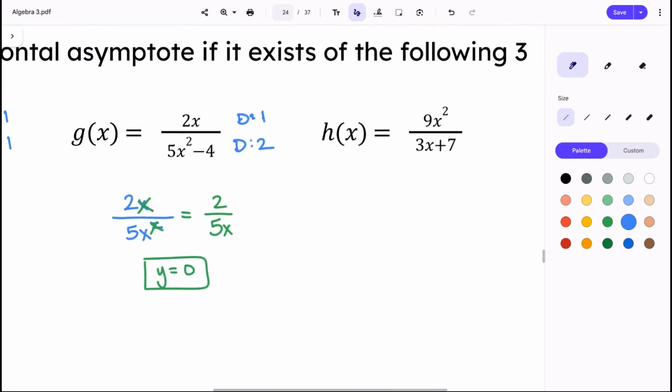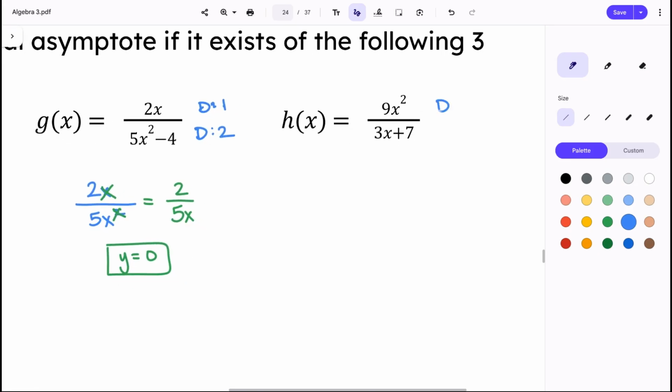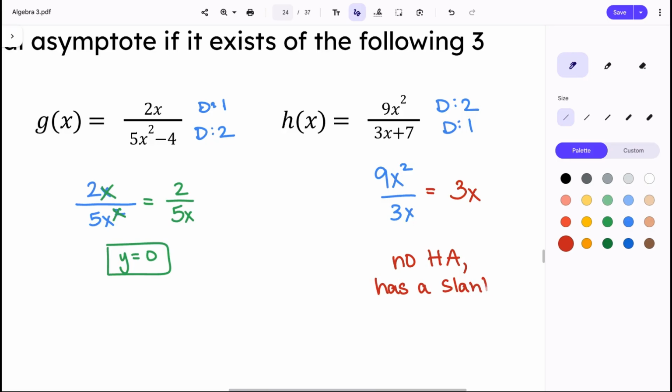Okay, the last case, what's your degree on top? And on the bottom? 1. So it'd be 9x squared over 3x. What does that reduce to? 3x. What does that mean? Not 0. This would have a slant one. So I'm just going to say no horizontal asymptote. And I'm going to say has a slant, which we'll get into later.